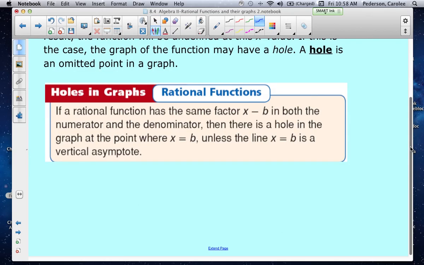If you have a rational function where you have a common factor in the numerator and the denominator, then there's a hole in the graph at x equals b. So this statement right here is what I want you to write down. And then I'm going to show you an example on the next slide where there will be a hole in the graph in this rational function.